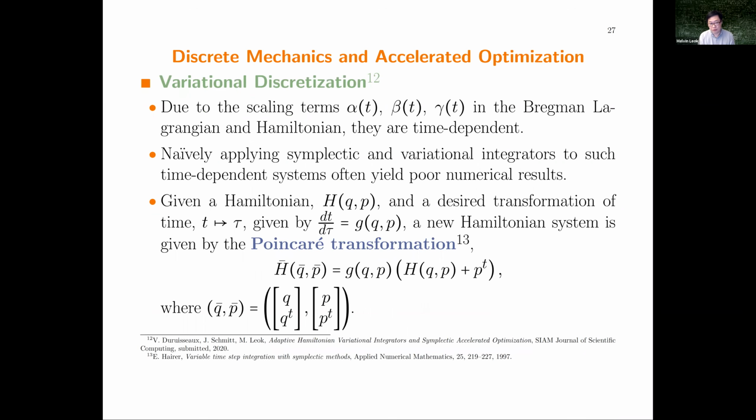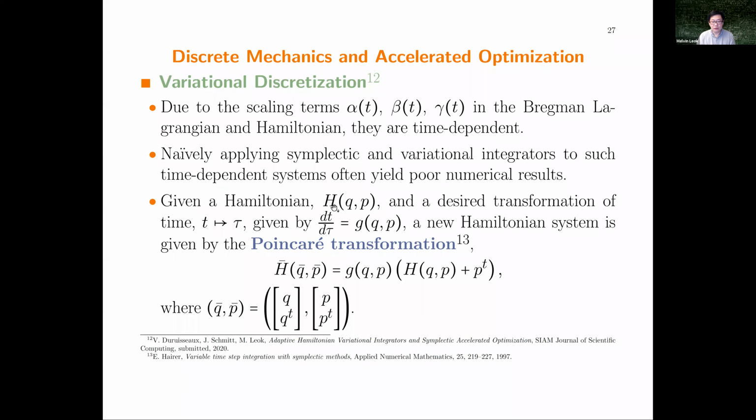So how do we go about dealing with that? As I said, because of these scaling terms, the Bregman Lagrangian and Hamiltonian are time dependent. And so you have to be careful, because if you naively apply symplectic and variational integrators to such time-dependent systems, you often get very poor numerical results. So what I'm going to try to do instead is the following.